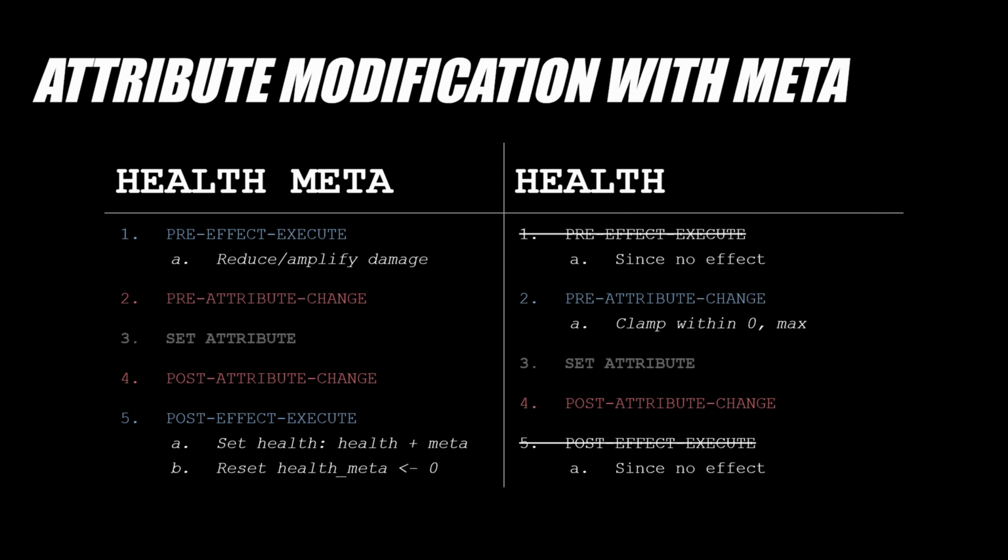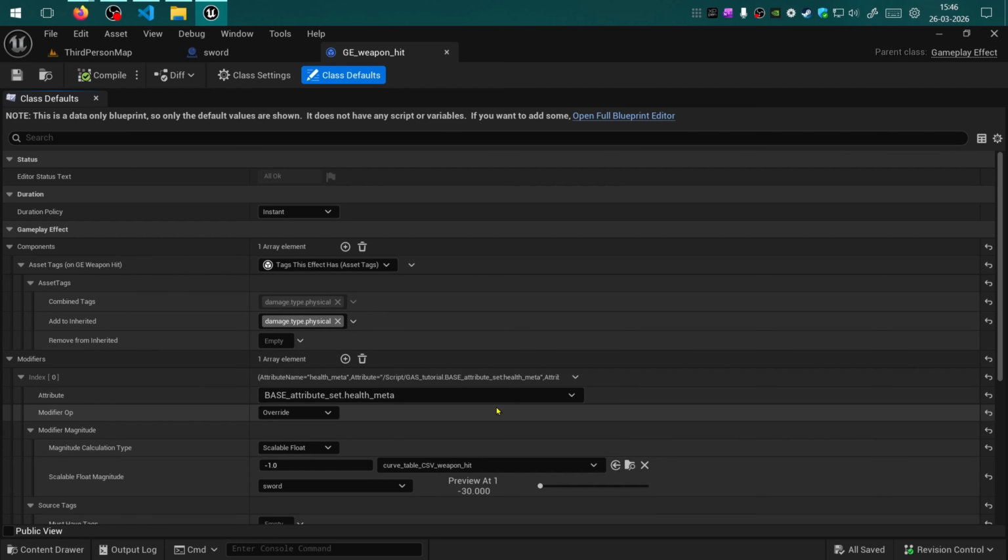In the pre attribute change method of the health, we've just clamped the health value within the bounds of 0 and the maximum health. Yes, if you were building your own ability system, you would have probably done the same thing. You would have had pre and post operations before and after changing values, even with effects, to give developers more control over attribute modifications.